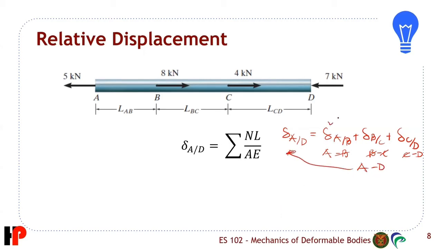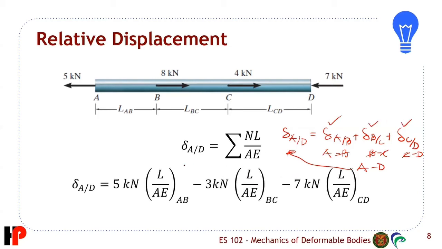So, kailangan natin isa-isahin ito, tsaka ito. So, delta A with respect to B is the first term. So, we know the internal force in AB is 5. So, L over A in AB. Tapos, kay BC naman, we know that the internal force is negative 3. So, negative 3 yung ginagamit natin. And then, CD is negative 7. So, negative 7 yung nandito sa third term. Okay? So this one, again, it gives you the relative displacement of A with respect to D.